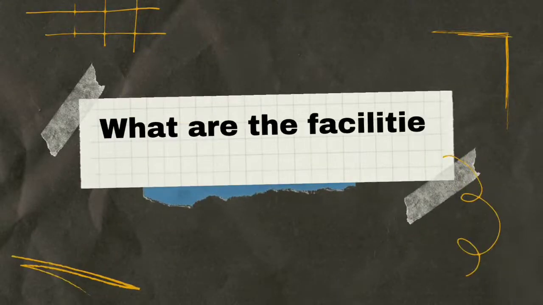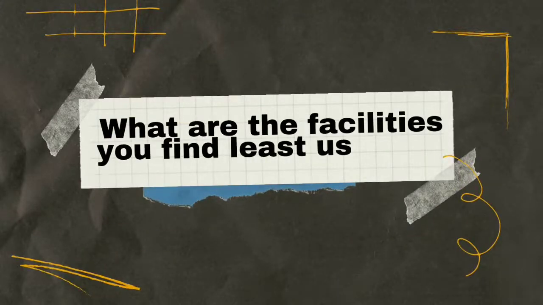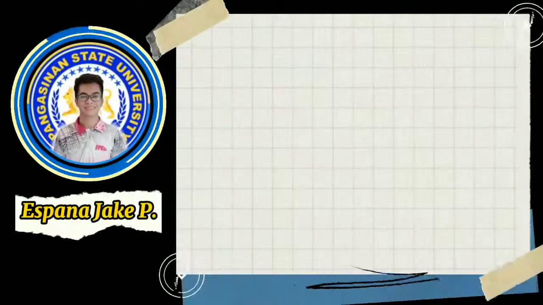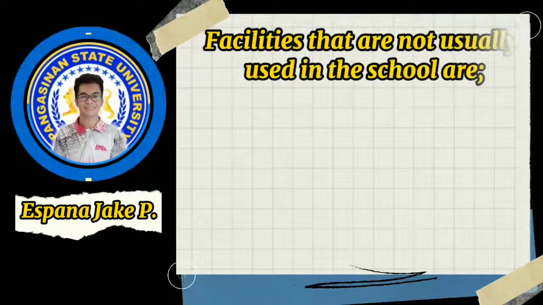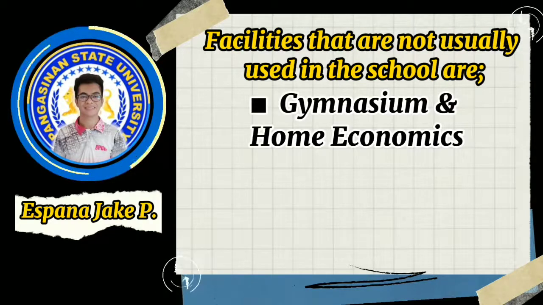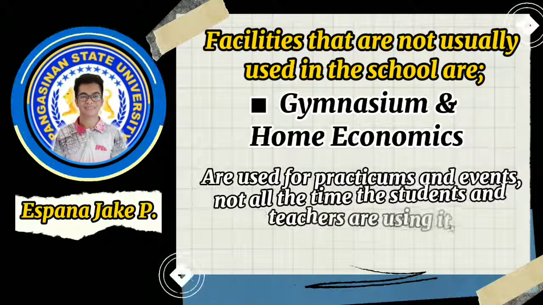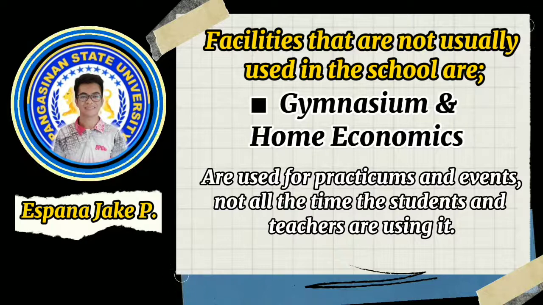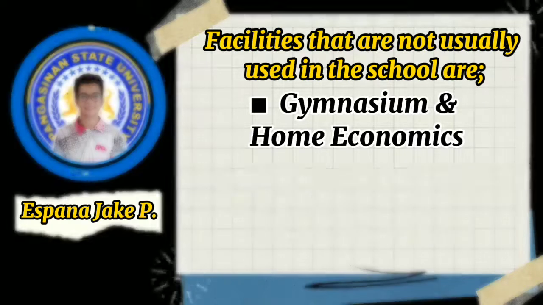What are the facilities you find least useful? Facilities that are not usually used in the school are gymnasium and home economics room. These types of facilities are used for practicums and events only. Not all the time the students and teachers are using it.